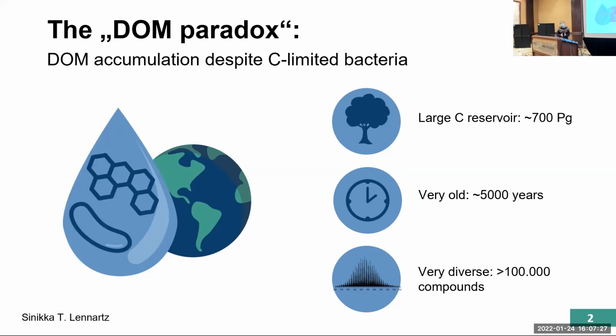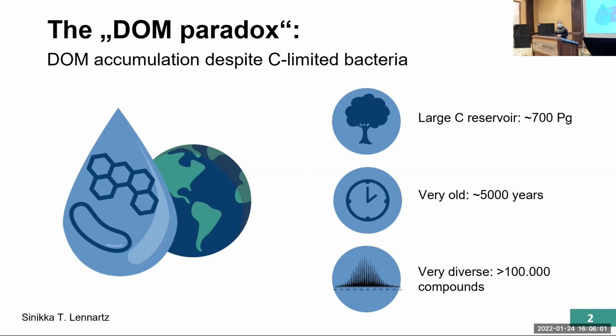So most of this work is motivated by the so-called DOM paradox, which is that in every drop of seawater, we have thousands of different bacterial cells. And at the same time, we have thousands of different organic molecules that accumulate despite being surrounded by mostly carbon-limited bacteria. And if you add this up to the global ocean, this is a carbon reservoir of about 700 petagrams of carbon, which is more than the terrestrial and marine biomass combined.